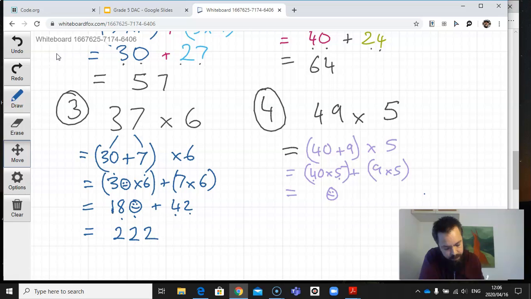4 times 5 is 20. So the answer to 40 times 5 is 200. Plus 9 times 5, or 5 times 9, remembering using the commutative property, is 45. 200 plus 45 is 245.